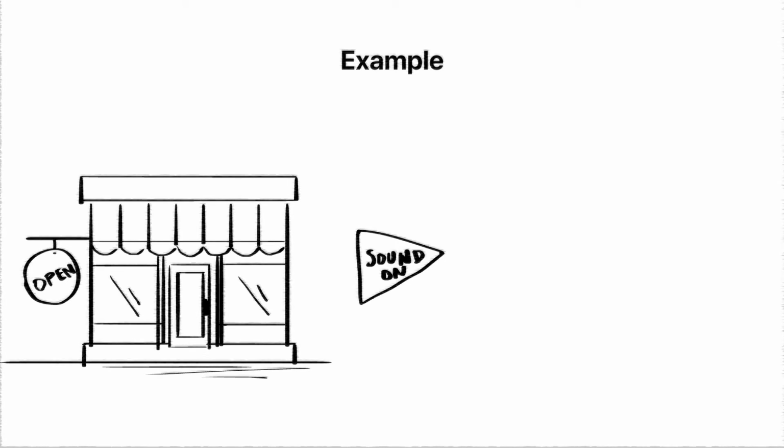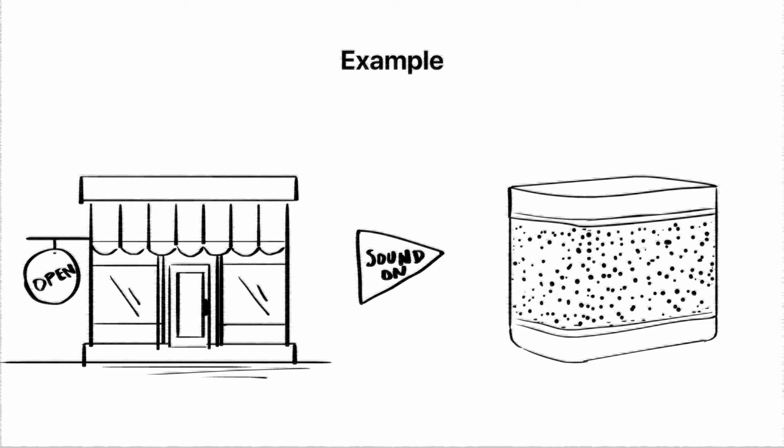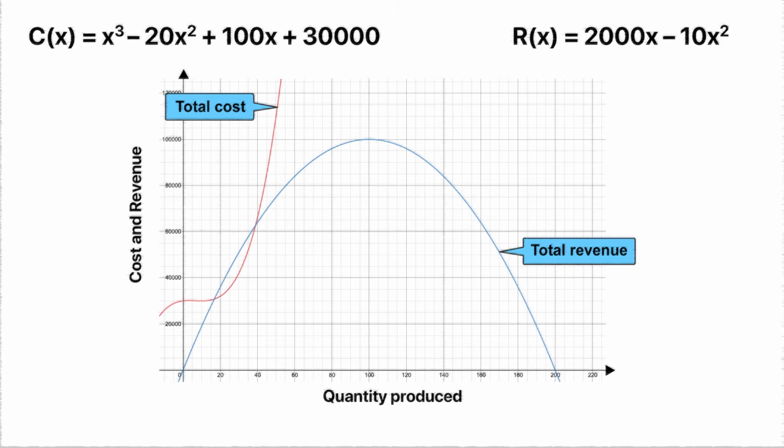Now let's take an example and do a calculation to find out a company's profit maximization point. Let's make an imaginary company called SoundOn, which is solely owned and sells Bluetooth speakers. Using previous data, they have plotted the total revenue and cost curves and found the following two functions. Plotting these two on a graph, it is unclear where the profit maximizing level would be.